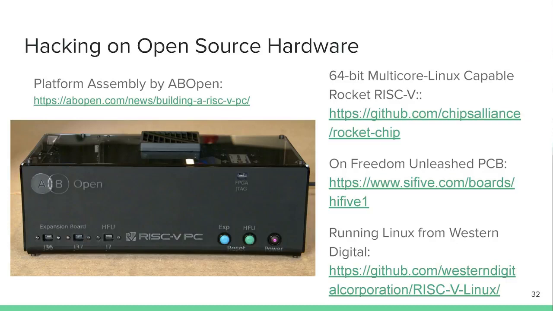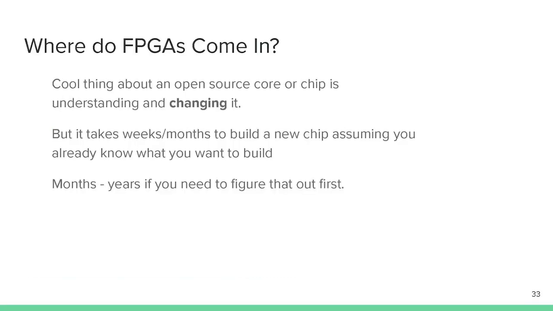And then AB Open is a different company or different organization that took a Linux-capable chip and a Linux-capable board and an open FPGA image from Microsemi, and they put it all together with this really well done Linux from Western Digital, and they put it in a box, and now you have a RISC-V PC that you can definitely run real apps and things on. So the point I'm trying to make is just because RISC-V doesn't require you to be open source, it definitely enables you to do a lot of open source stuff that you couldn't do before.